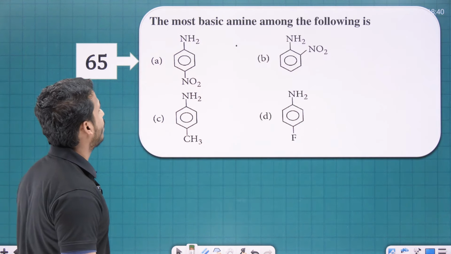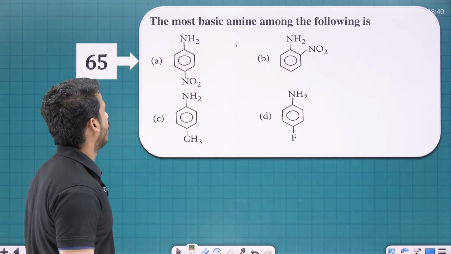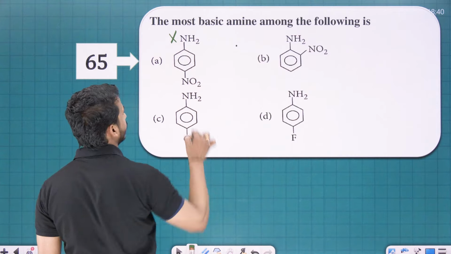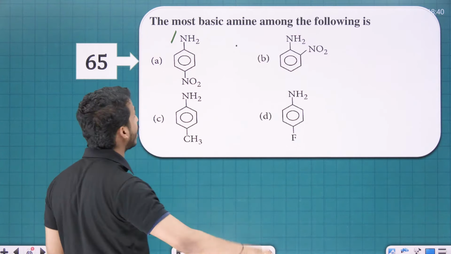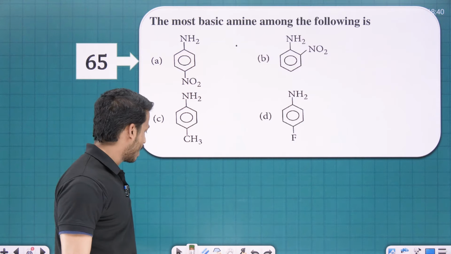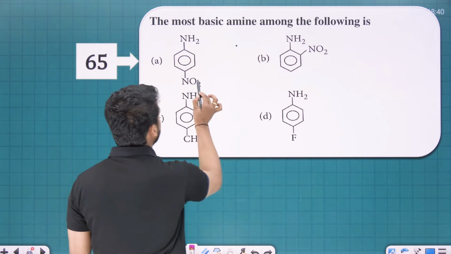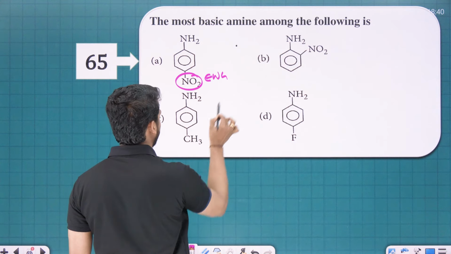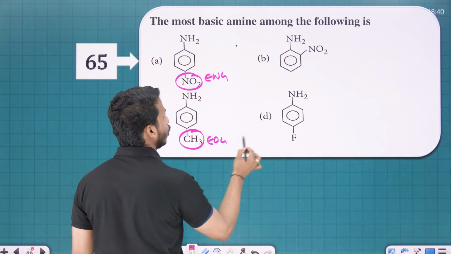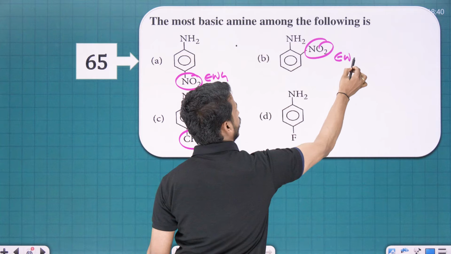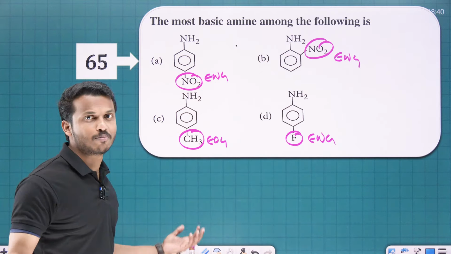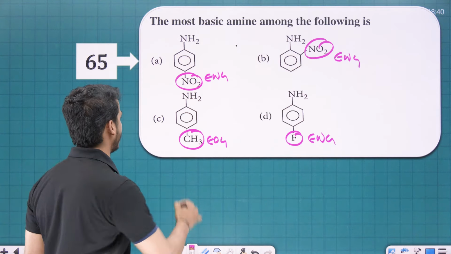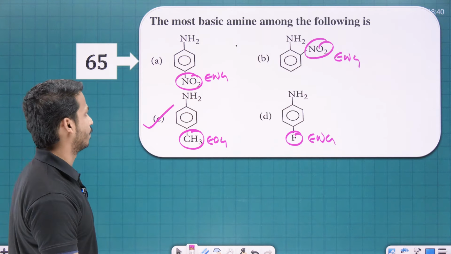Next, the most basic amine from the following. Dear all, this is aromatic. All are aromatic here. And what is the difference here? Nitro group, withdrawing group. Alkyl group, donating group. Nitro group, withdrawing group. Halogens are withdrawing groups. Question: most basic. Most basic means the one with the donating group. Which one? Option C. Okay.